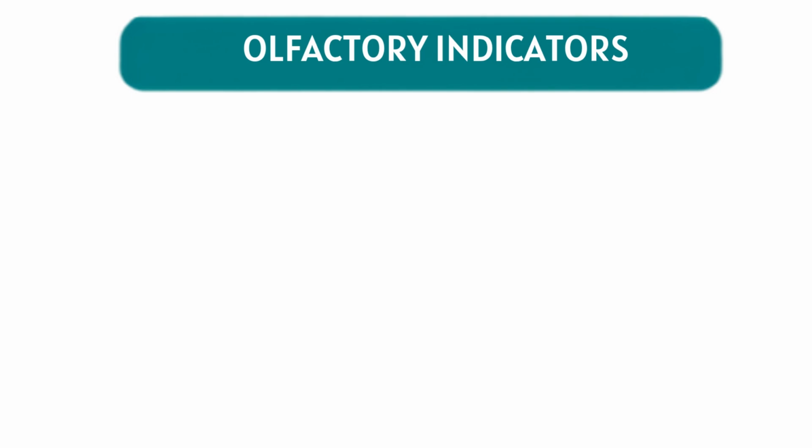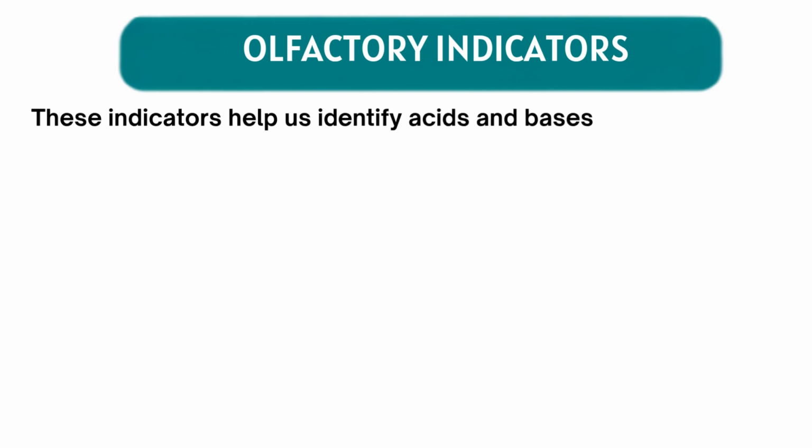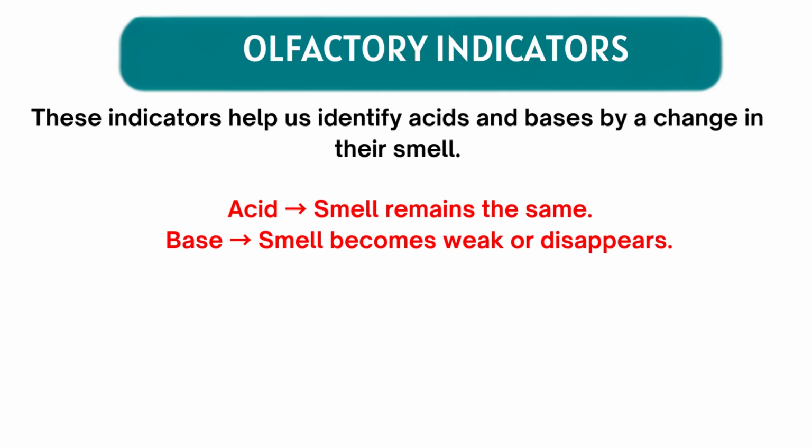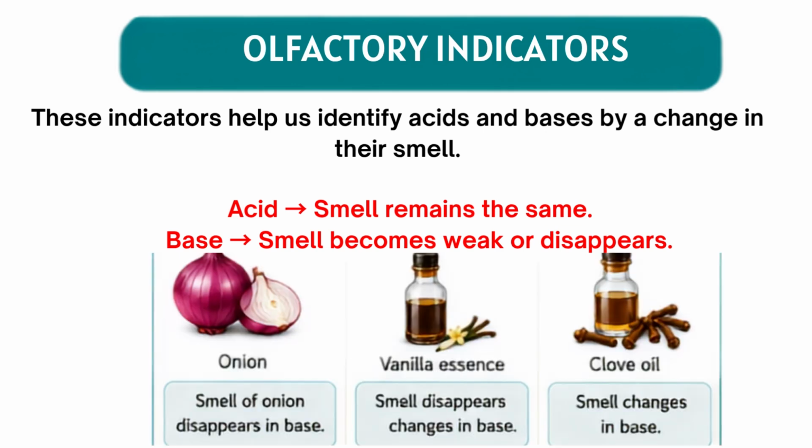Olfactory indicators. These indicators help us identify acids and bases by a change in their smell. Remember it. In acid, smell remains the same. But in case of base, smell becomes weak or disappears. Some examples of olfactory indicators are onion, vanilla essence, clove oil, etc.